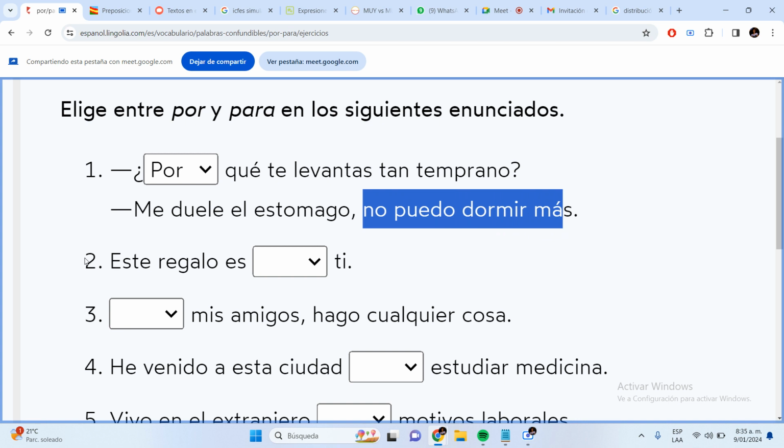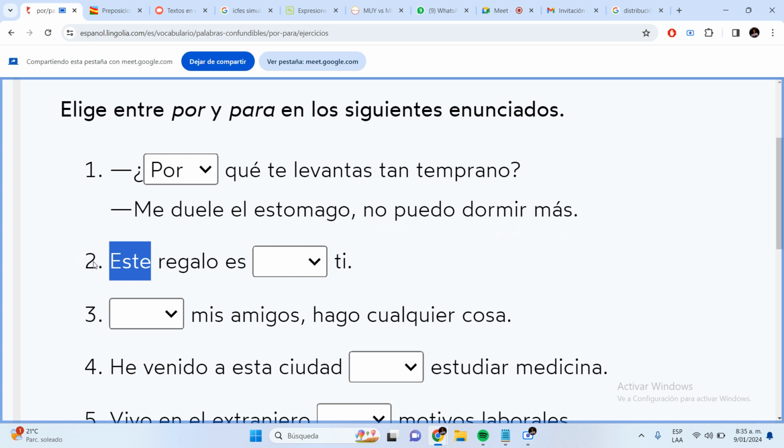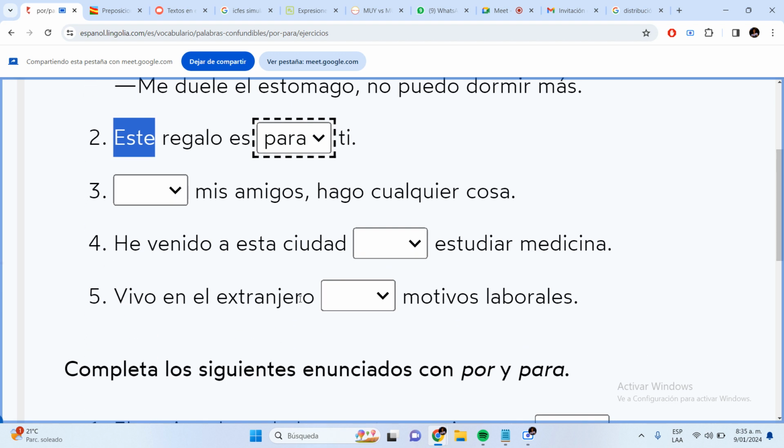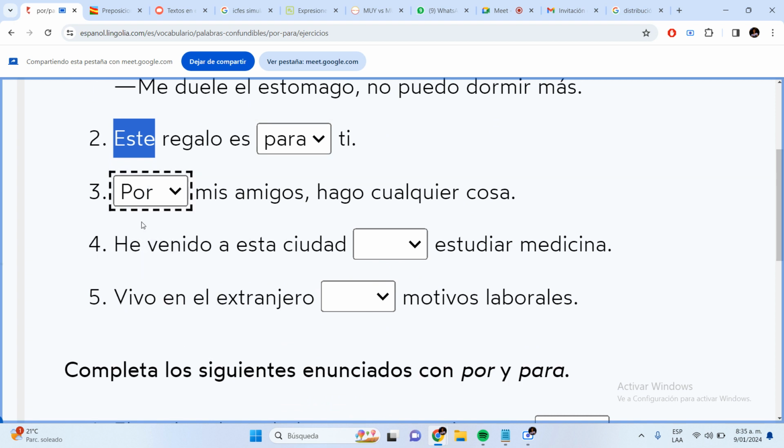Ah, okay. The second one. Este regalo es para ti. Por mis amigos hago cualquier cosa. I would do anything, right? He venido a esta ciudad para estudiar medicina. I came to this city to study medicine. Sí.